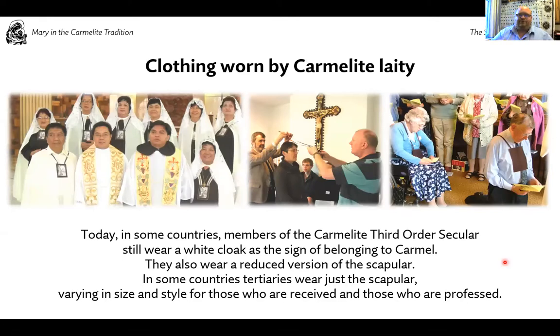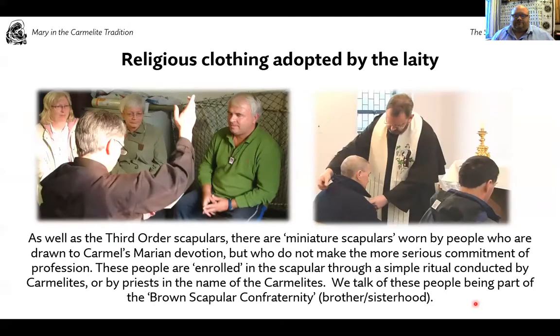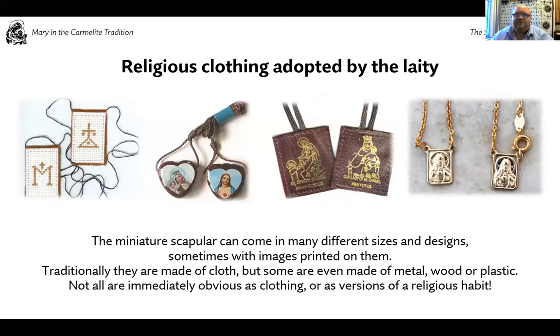Today, in some countries, members of the Third Order still wear a white cloak. Others wear a reduced version of the scapular, such as what this gentleman's wearing, depending on what stage of religious profession they might be at. And in some countries, for example, here in the Philippines, they still wear the white cloak. And as well as those third order scapulars, we have the miniature scapulars where people are enrolled into what we call the Carmelite Scapular Confraternity, a brotherhood or sisterhood of scapular wearers, people who identify with the values of Carmel. And scapulars can come in many different forms. These are just some that I've seen over the years, made of metal and wood and plastic.